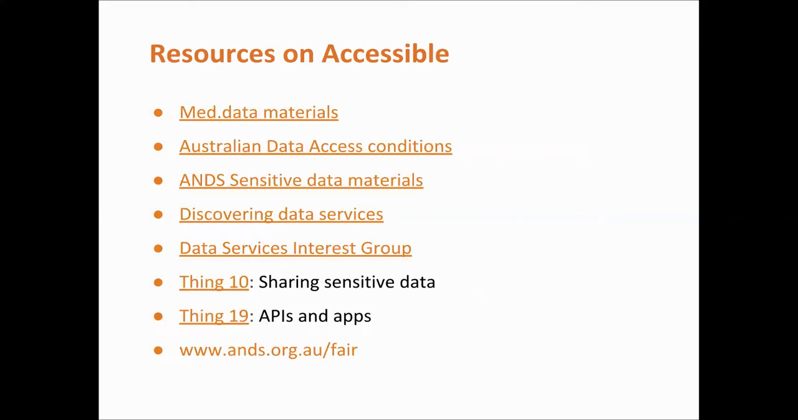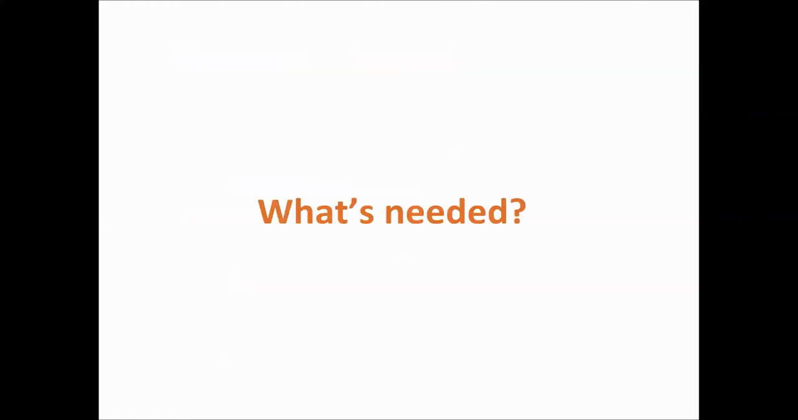And so here are some links to where you might find more resources on Accessible. And you'll notice thing 19 there near the bottom mentions APIs, and you may be wondering where APIs fit into the picture, and you'd be right to question this. We've actually opted to further discuss APIs next week when we talk about interoperability, but there are obviously links to APIs with accessibility too. In fact, there's actually a bit of crossover on many of the approaches taken for many of the FAIR elements. So that's why next we're going to talk to you about what's needed to make something FAIR and, in this particular instance, findable and accessible.